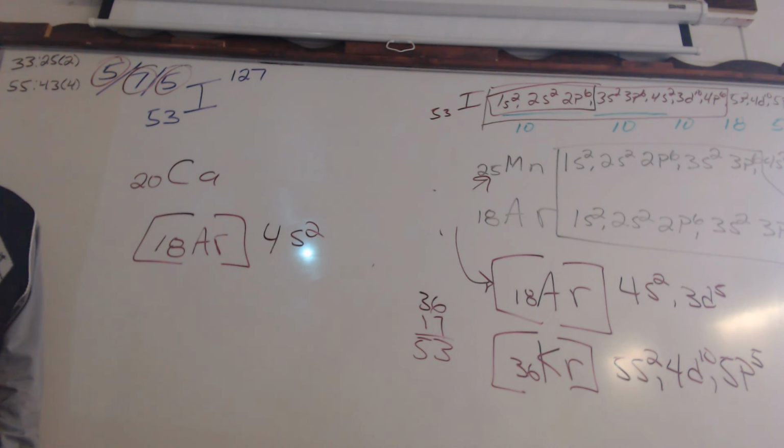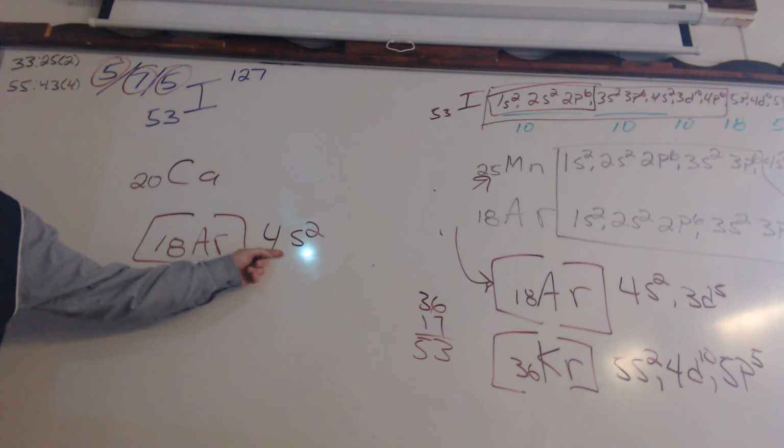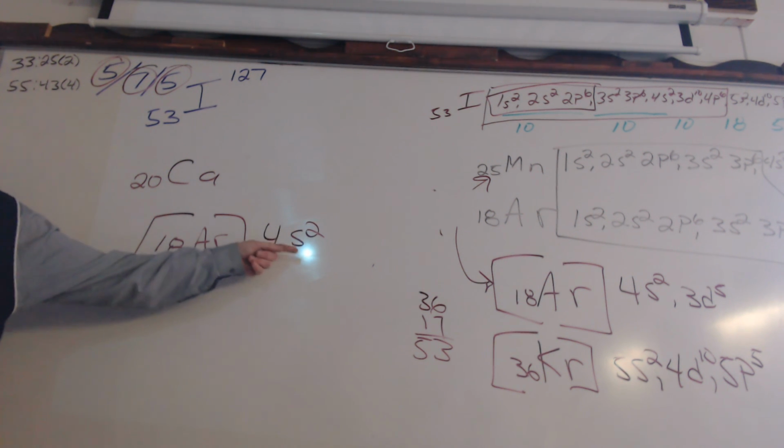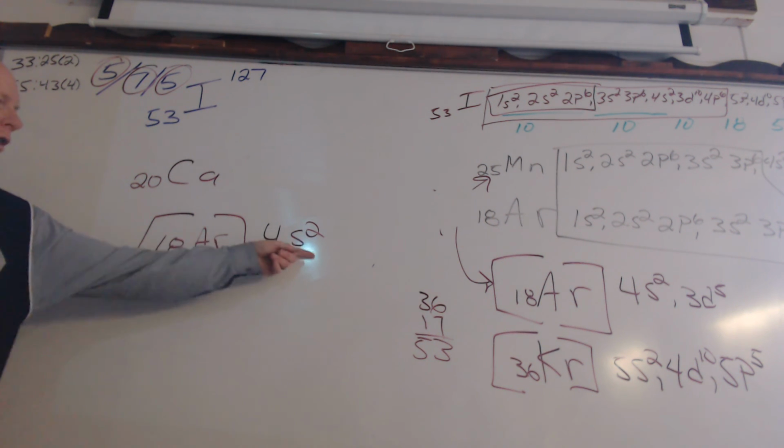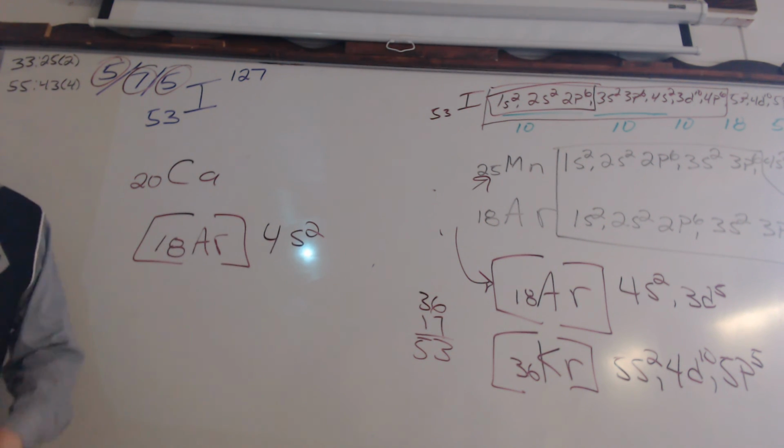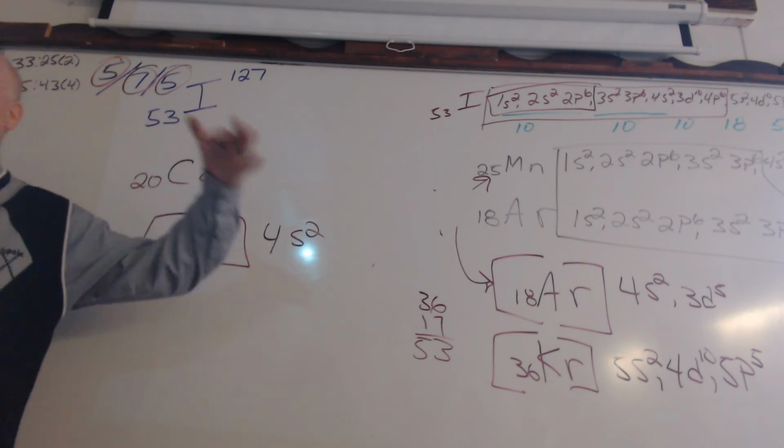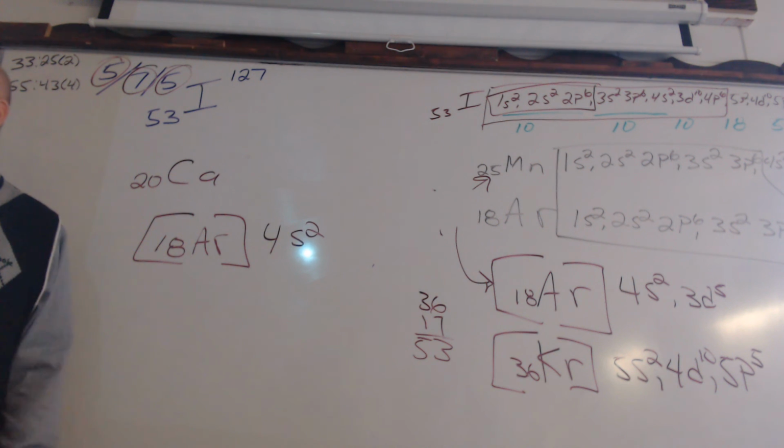Okay. What period is calcium in? 1, 2, 3, 4. What period is calcium in? 4. That's where that number comes from. What block is calcium in? The S block. Now, what column in the S block? That's where all those variables are coming from. That's why we say this is such a repeating pattern over and over and over again. Period, then block, then column.